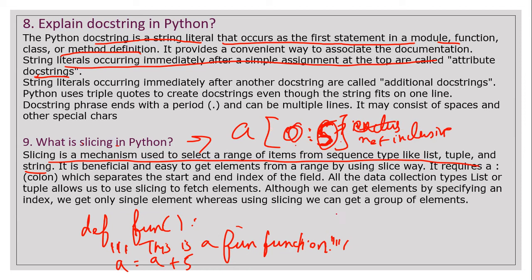We can use slicing in a tuple, in a list, and in a string. It is beneficial and easy to get elements from a range by using slicing. It requires a colon which separates the start and the end of the index. All the data collection types, list or tuple, allow us to use slicing to fetch elements. Although we can get elements by specifying an index, we can get only a single element, whereas using slicing we can get a group of elements. Clear?